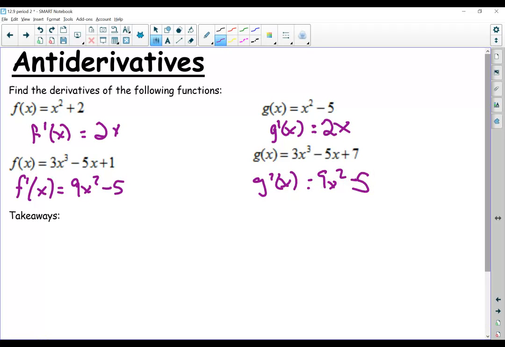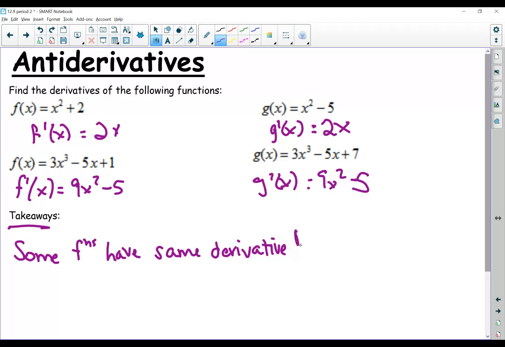What do you notice about these derivatives? Okay. Some of them are the same, you're right. Were the functions the same? No, they were different. How are they different? Ooh, good point. They were different by their constant. Okay, so here are some takeaways. Some functions have the same derivative. They vary by a constant.